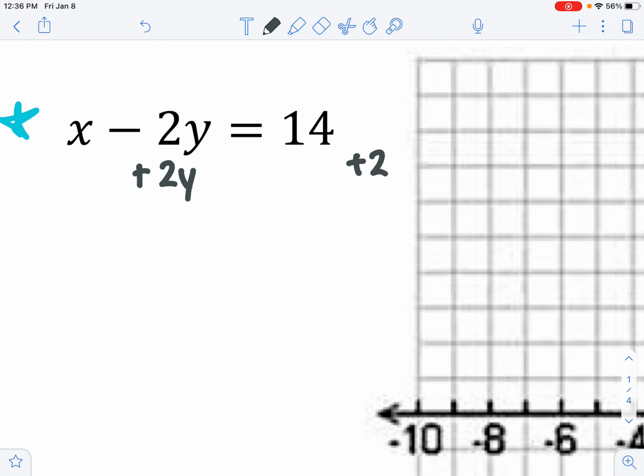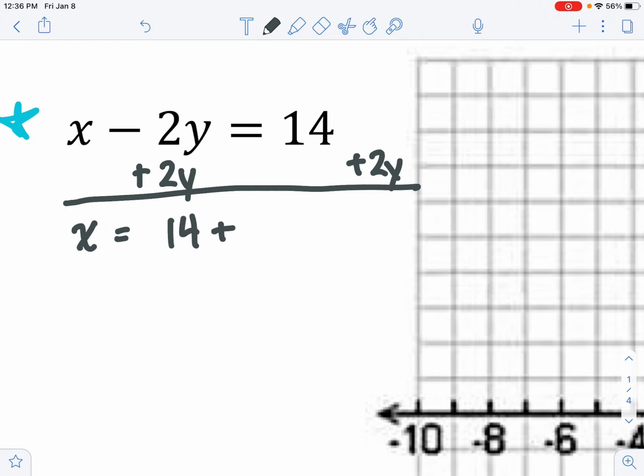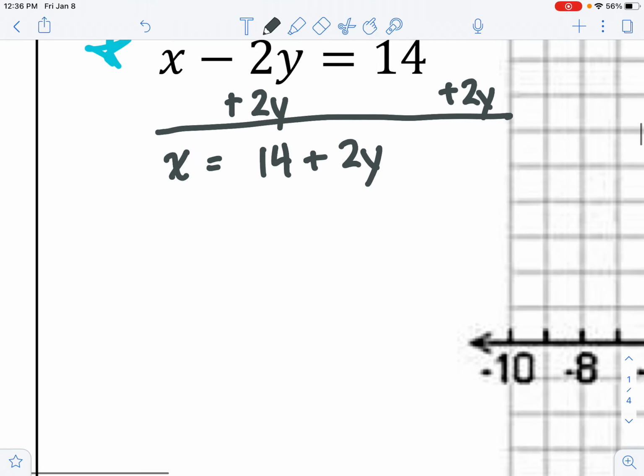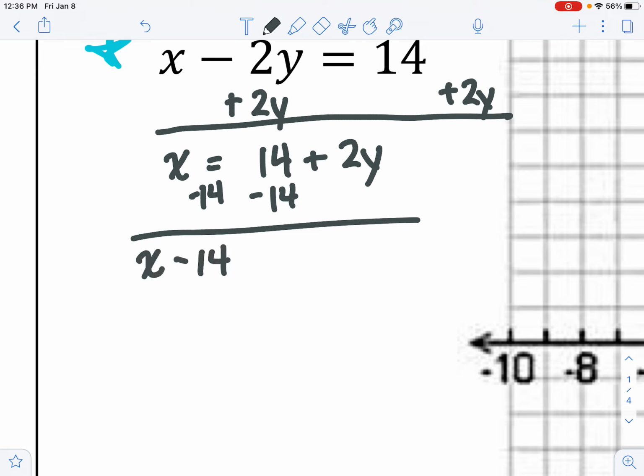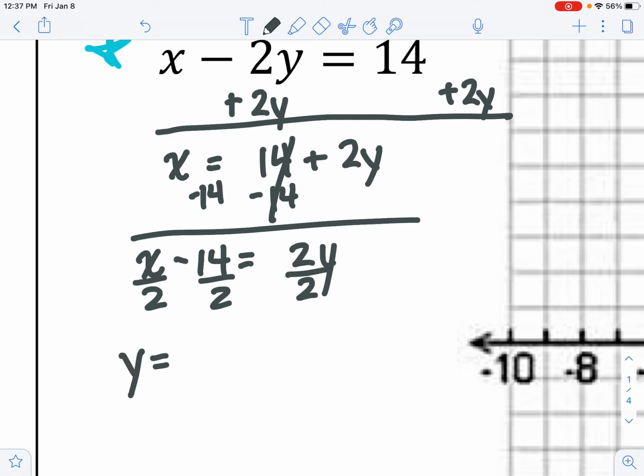So I'm going to add 2y to both sides to get x equals 14 plus 2y. And right now, x is by itself. We want y by itself, so we're going to subtract 14 from both sides. And x and 14 aren't like terms, so we're going to write them side by side. And we get x minus 14 equals 0 plus 2y. Then we're going to divide each term by 2 so that we can get it in slope-intercept form. And then if we rewrite that, it would be y equals, because 2 divided by 2 is 1, so 1y, so y equals 1/2 x minus 7.